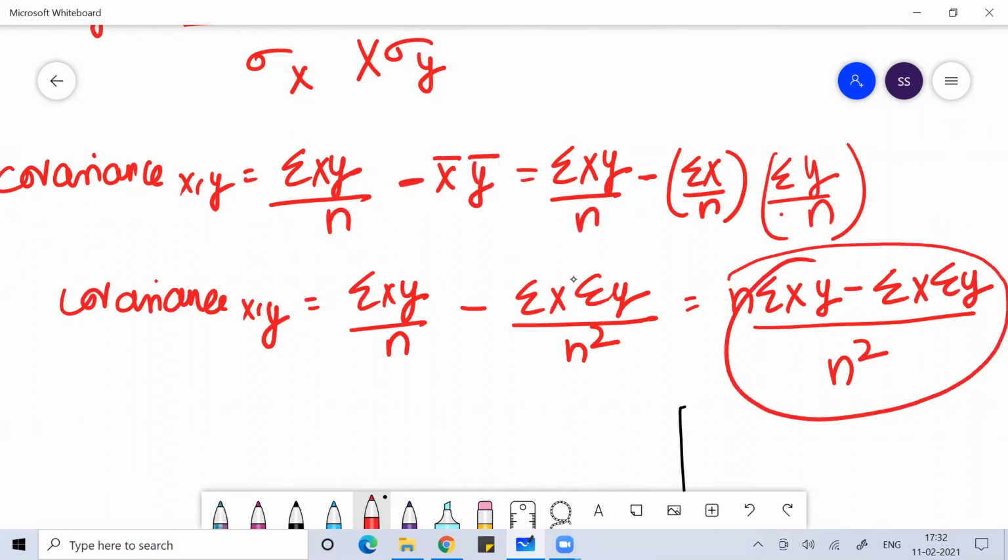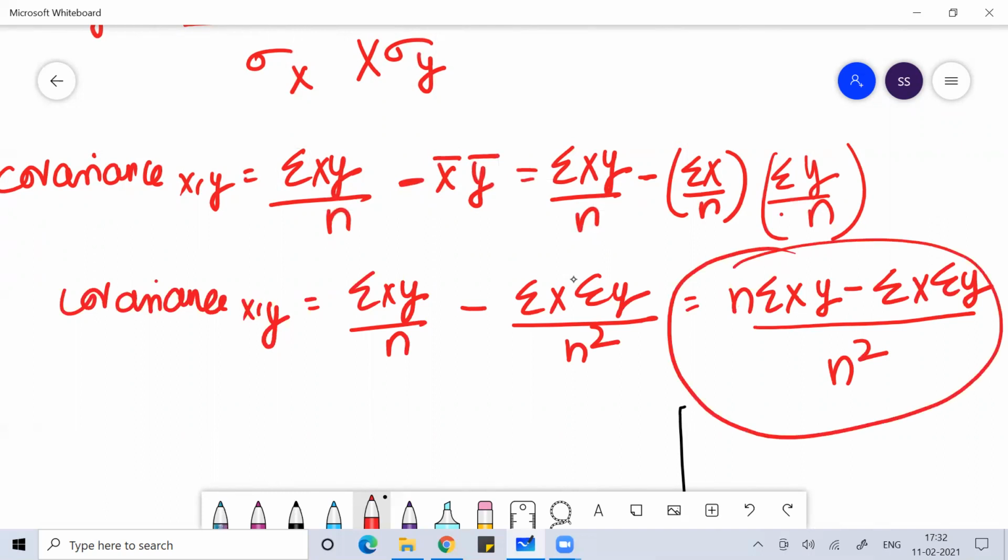So ultimately, I think you got this. You understood this. So this is the formula of covariance between x and y, that is n summation of xy minus summation of x into summation of y, by n square. You got this covariance formula between x and y.